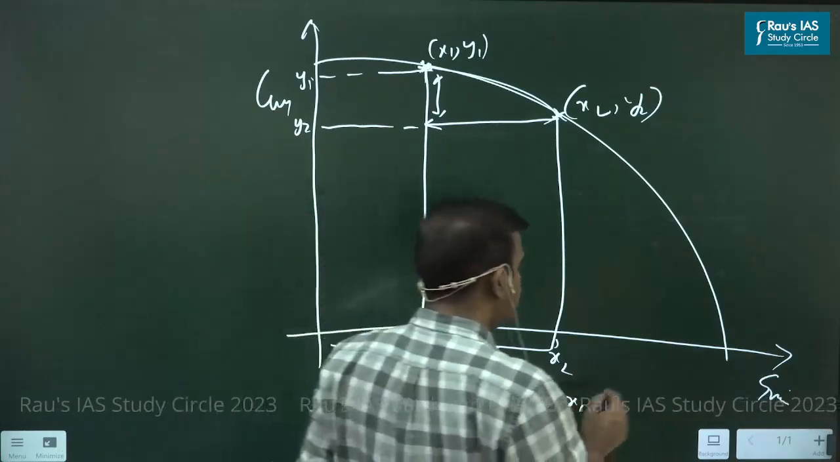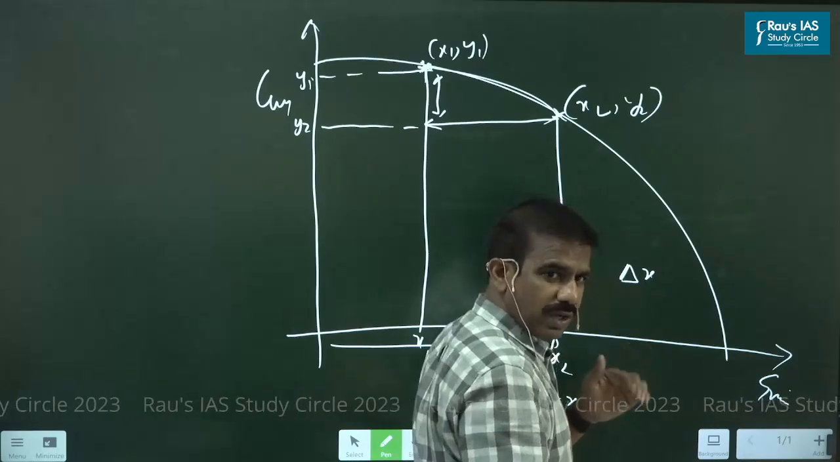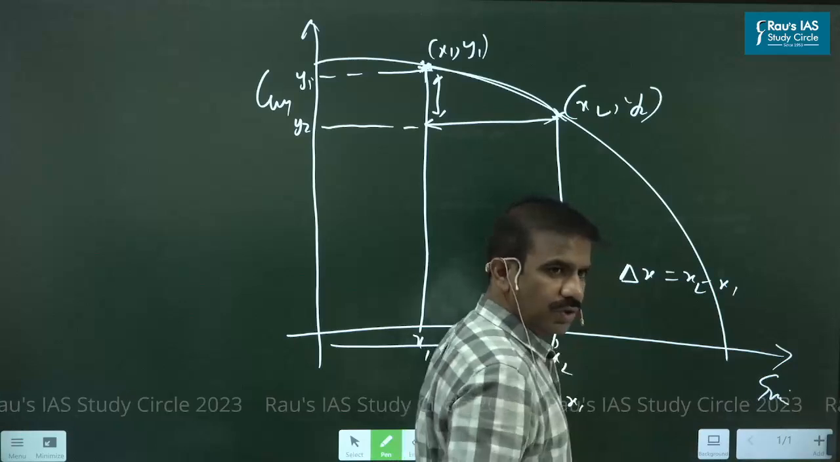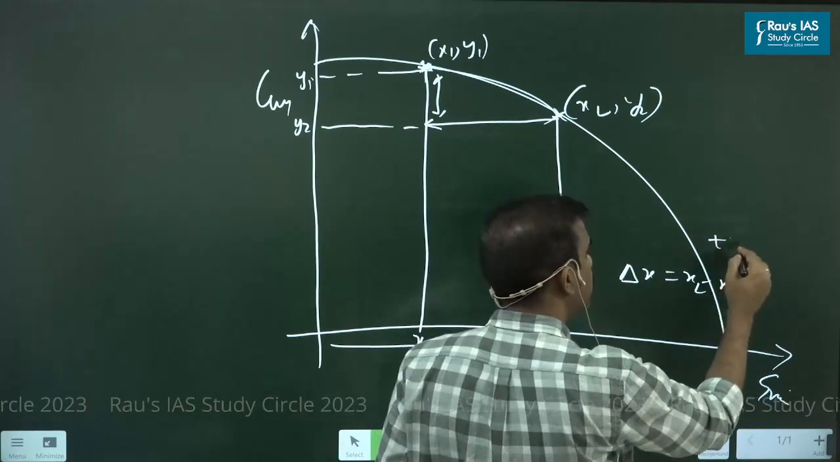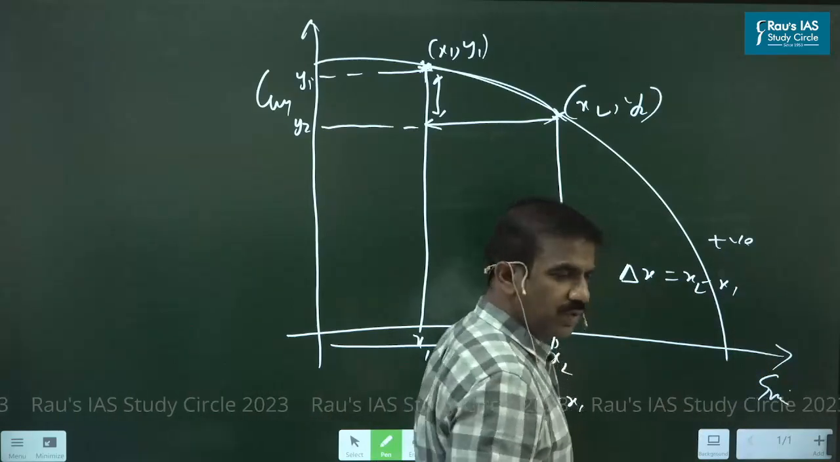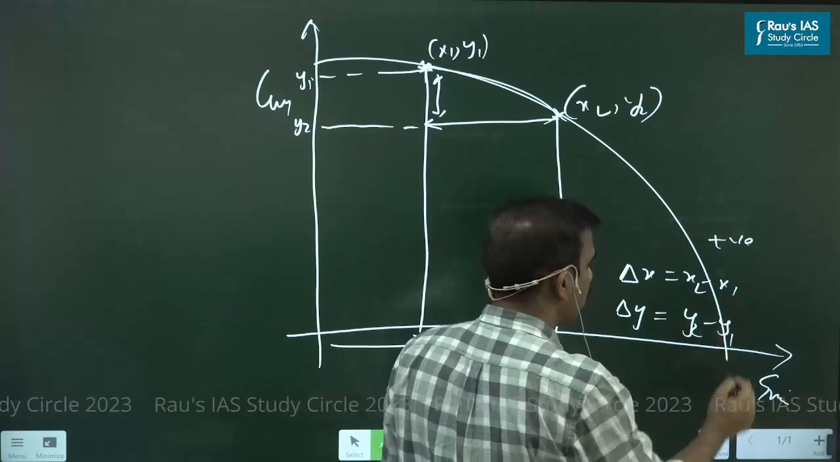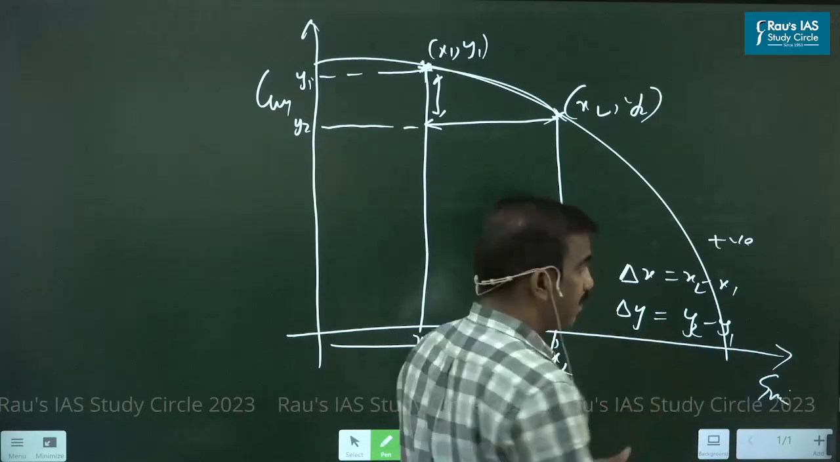What is the gain? That's what I'm measuring as delta, the change. Delta x means the change in the quantity, x2 minus x1. Since x2 is more than x1, there is a positive change in grains. But at the same time, look at delta y, y2 minus y1. Since y2 is less than y1, delta y is negative.